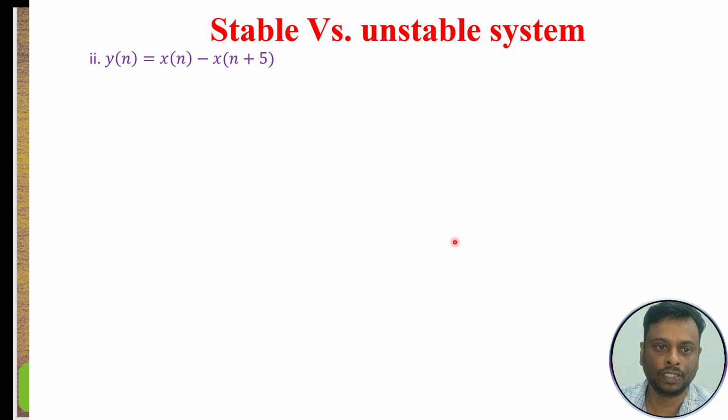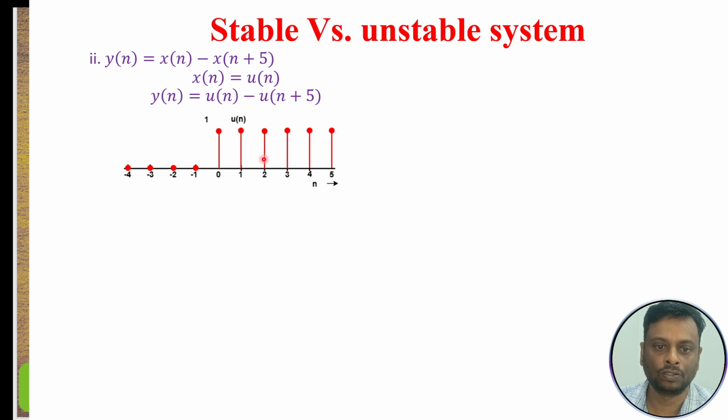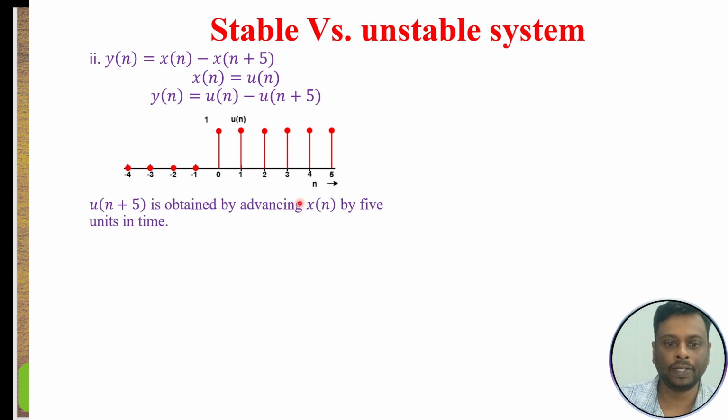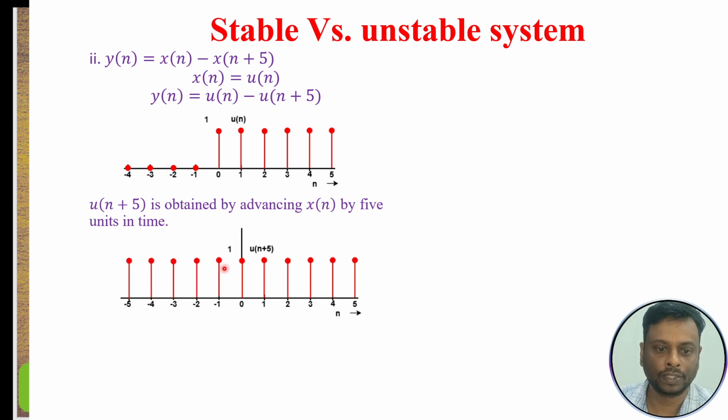Okay, so let us check our second example case. x of n minus x of n plus 5. In this case also, we apply the test signal u of n. So y of n equals u of n minus u of n plus 5. u of n plus 5 is obtained by advancing u of n by 5 units of time, so it will start from minus 5. Now we subtract u of n plus 5 from u of n.